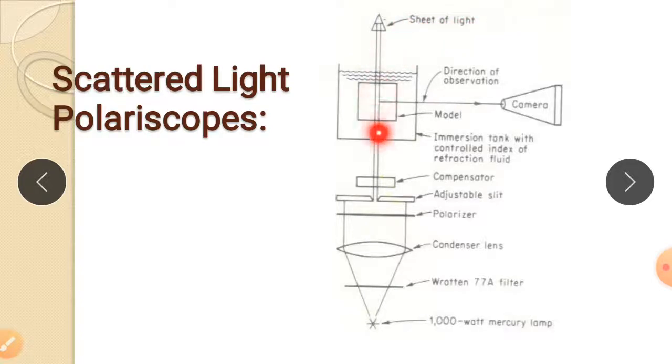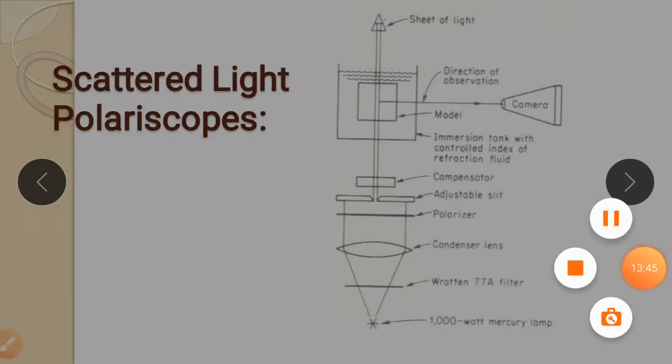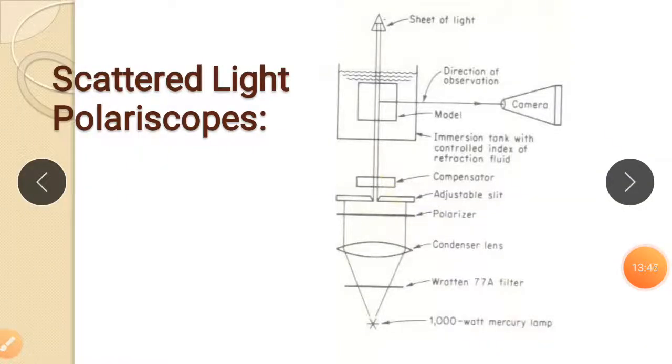Okay. So the light moves in the vertical direction. This is the construction of the scattered light polariscope. So this is all about the scattered light polariscope.